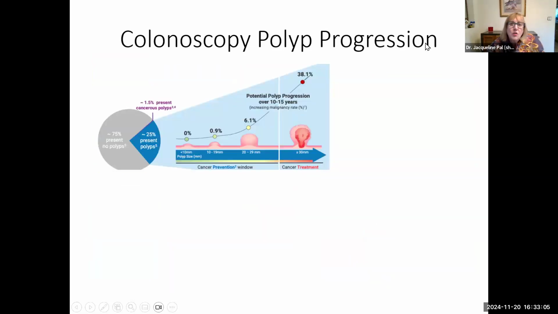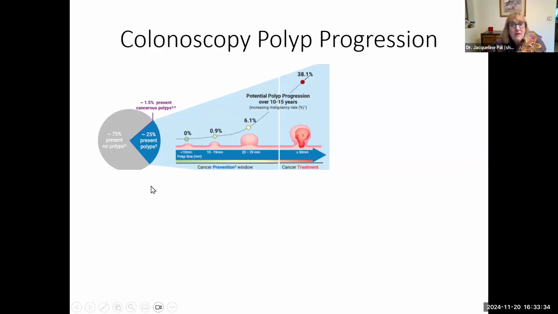All right, so looking at progression, if it's less than a centimeter on a polyp, especially on a stalk, there's almost no chance of cancer. By the time it's 2 centimeters in size, we're looking at 5 to 10% progression. By the time they're 3 centimeters in size, we are looking at almost 40% chance of cancer progression. And to go from 2 centimeters to 3 centimeters is usually about 10 years.